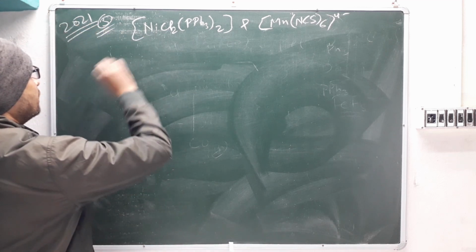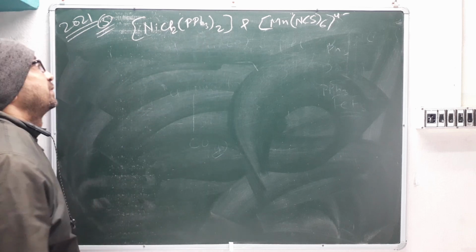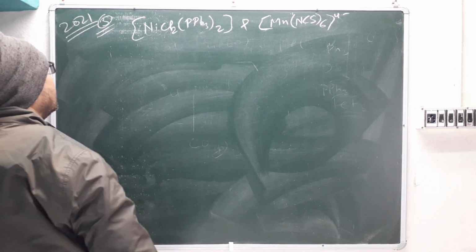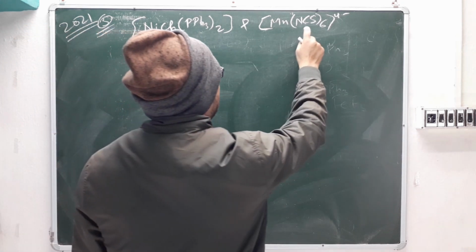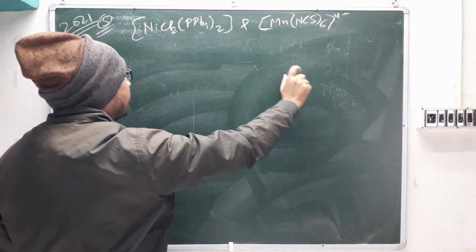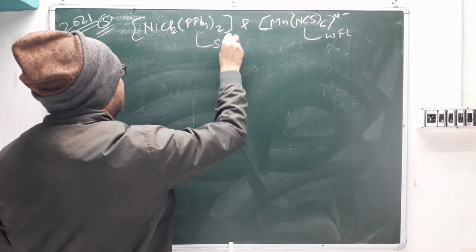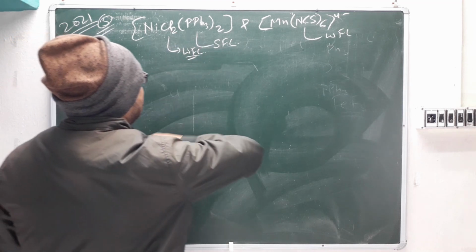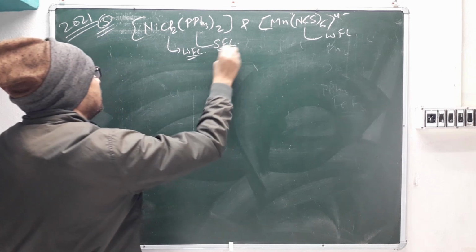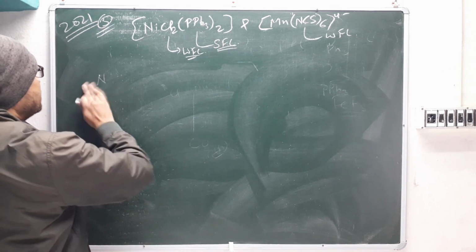So for the first one we will find the oxidation number, and based on that the number of unpaired electrons. PPh3 will be a strong field ligand, and chloride is a weak field ligand. Here also it is not a strong field ligand, it's a weak field ligand. If strong field and weak field ligands are together, the leader will be the strong field ligand. So now for nickel we'll see what the oxidation number will be for this complex.